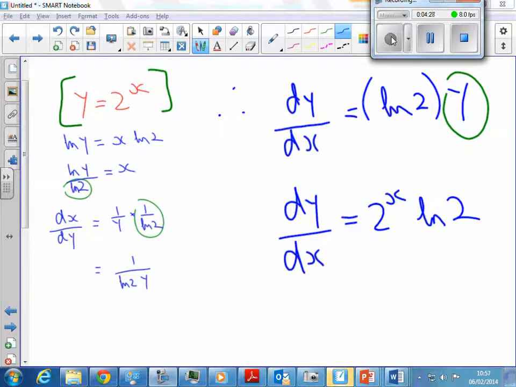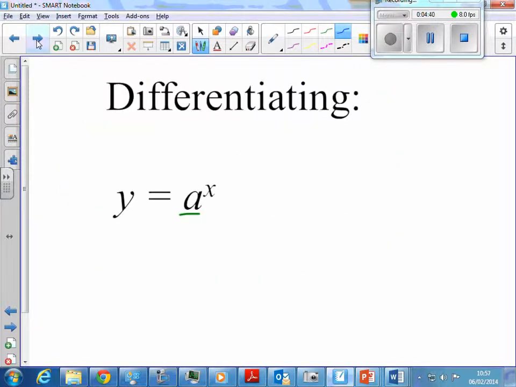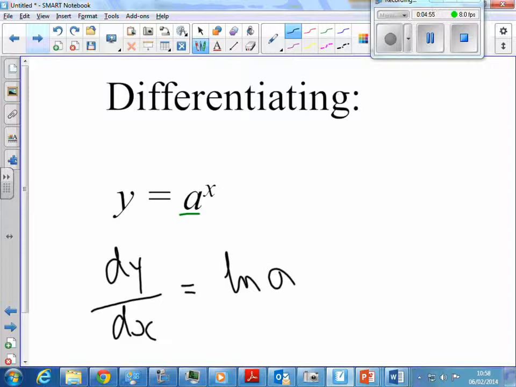It's just taking logs of both sides. And so if we look at the more general case, y is equal to a to the x, then we can see dy by dx is equal to the natural log of a times a to the x.